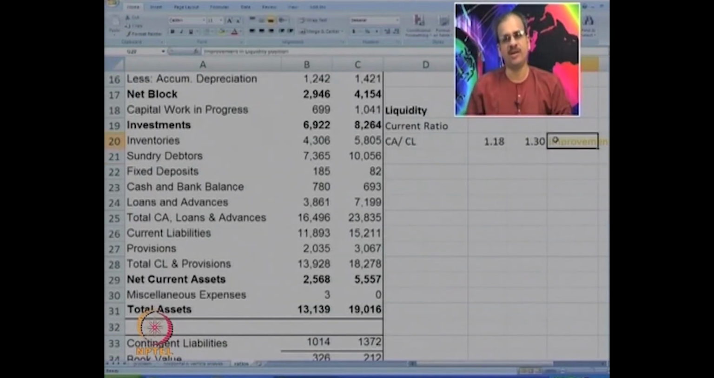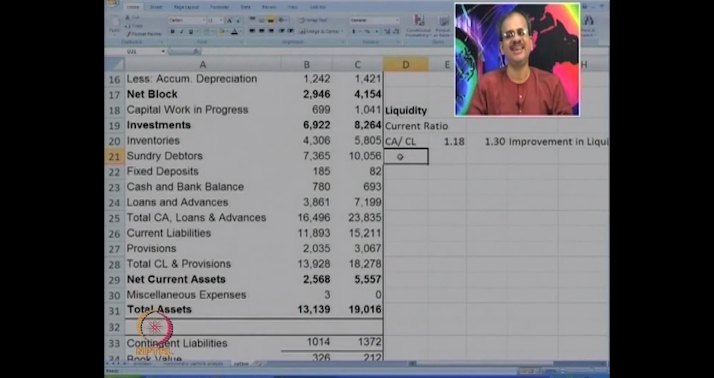Is it fine? Are you getting me? Okay, we will just try to see the remark which I have written. There is an improvement in the liquidity position of the company. I will just change the font to make it more clear. Is it okay? Now, what is the next ratio in the same category, that is the liquidity category? The next popular ratio is quick ratio.